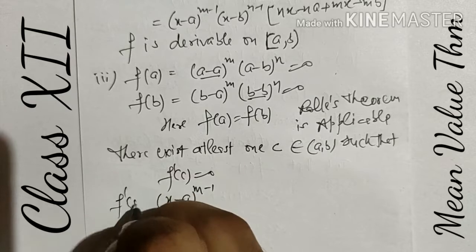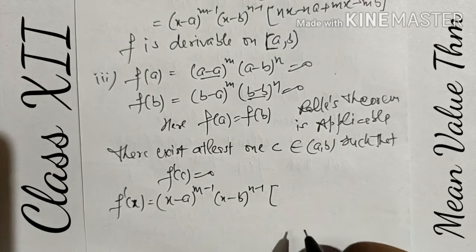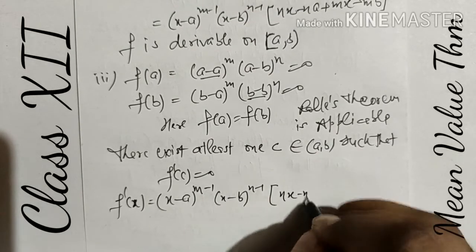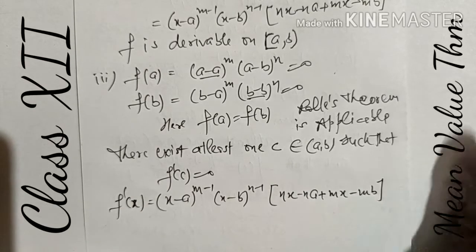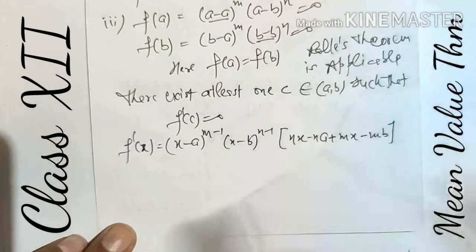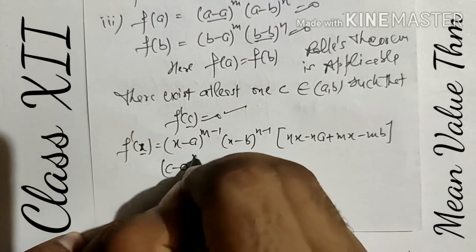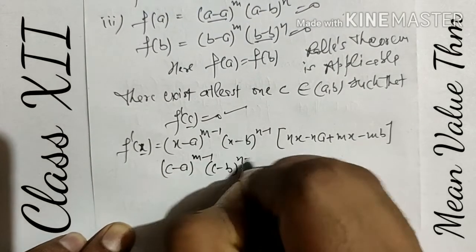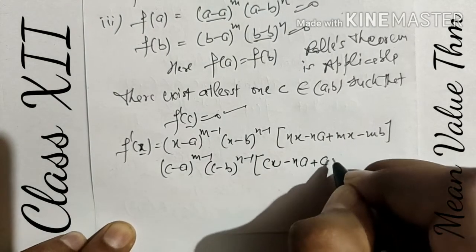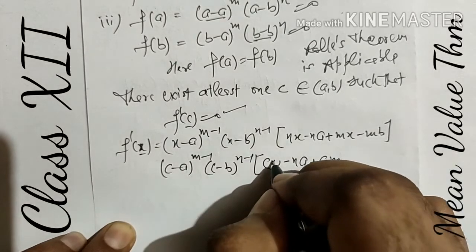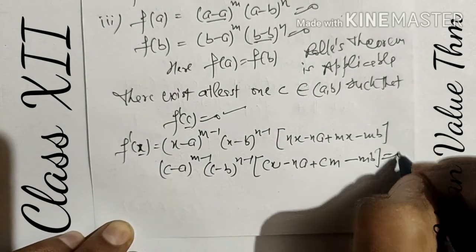This is the first derivative, x minus b raised to power n minus 1 in bracket nx minus na plus mx minus mb. We have to take here, replace x by c here and take equal to 0. So we get this one, c minus b raised to power n minus 1 cn minus na plus cm minus mb is equal to 0.